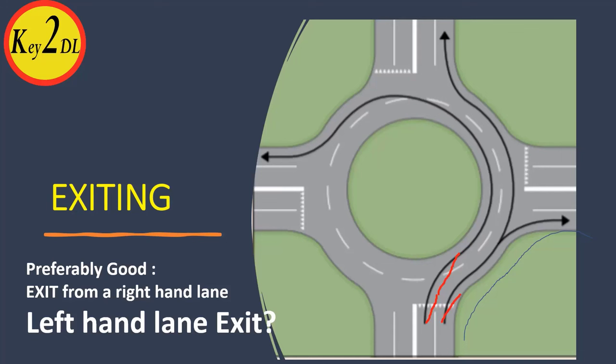Or take the second exit. Then how should the inner lane person behave? Suppose this is the way, and he needs to enter this way, and this person also, as per the roundabout rule, should take this way. So that is wrong. That is not advisable. You are not supposed to do that. Then should the inner person go this way?